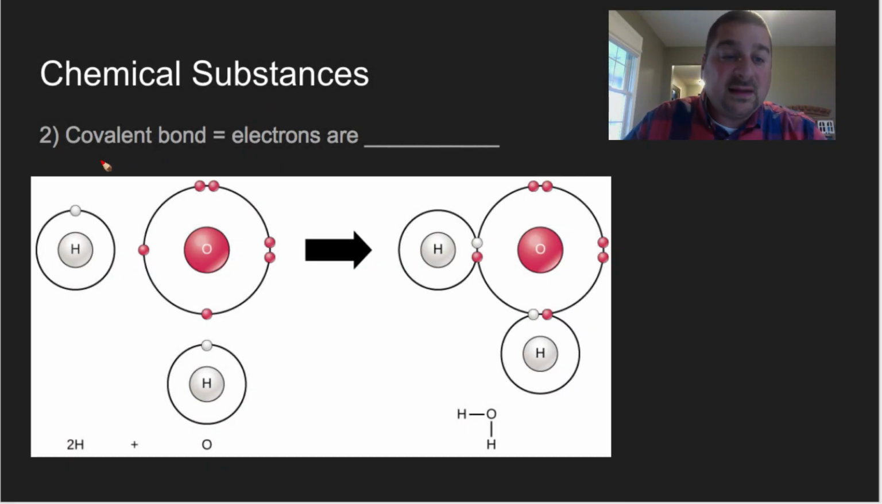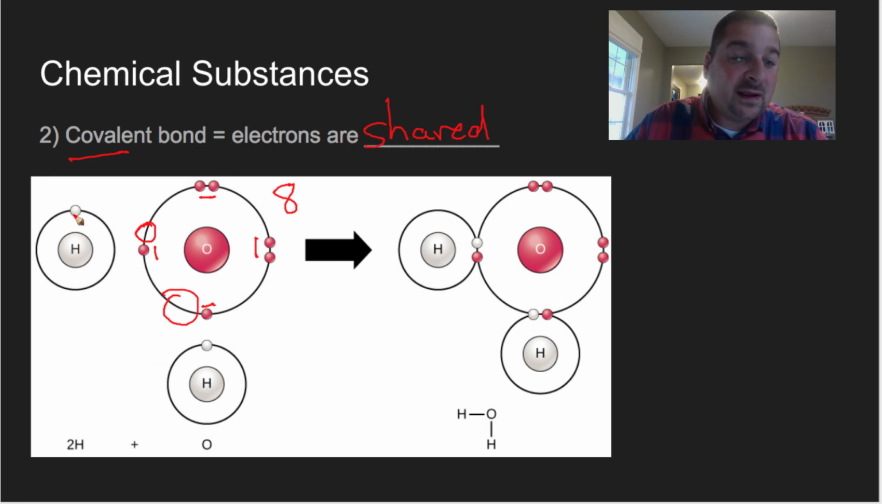The second type of bond is called a covalent bond. A covalent bond is when electrons are shared. So again, coming back to oxygen here, you see we have 1, 2, 3, 4, 5, 6. Remember the outer shell can hold 8, so it has an empty spot here and an empty spot here. Hydrogen over here has 1 electron, and if it just had 1 more electron here, it would be stable, because remember this is just the first level, which can only hold 2 electrons.